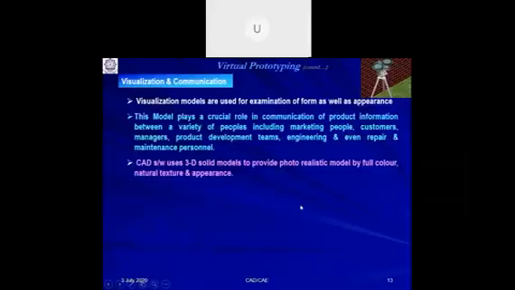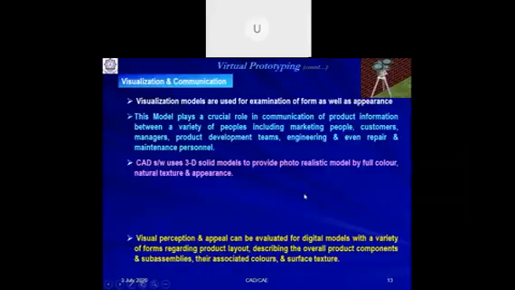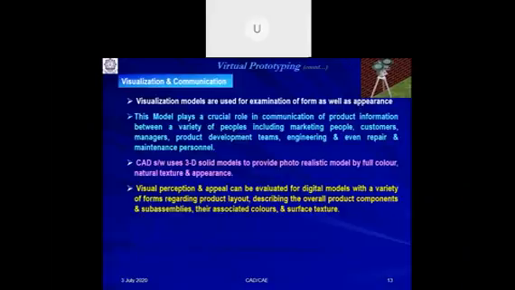the concurrent engineering concept. So this visualization model plays a crucial role in communication of the product information between a variety of people in the concurrent engineering concept that I already mentioned. And so the CAD software uses the 3D model to provide the photorealistic model by full color, natural texture and appearance, and by this method you can communicate your product more effectively to others.